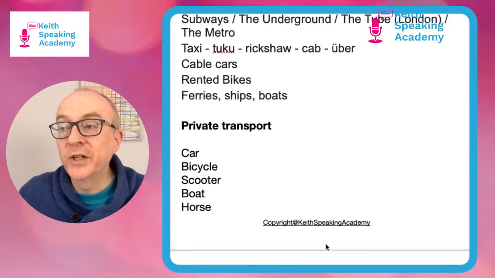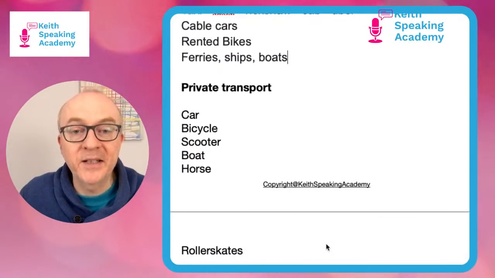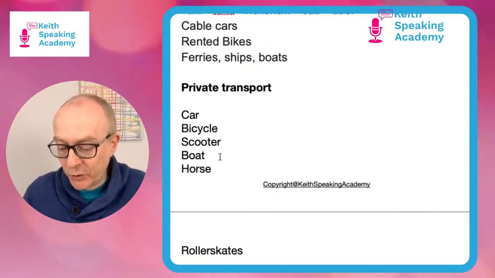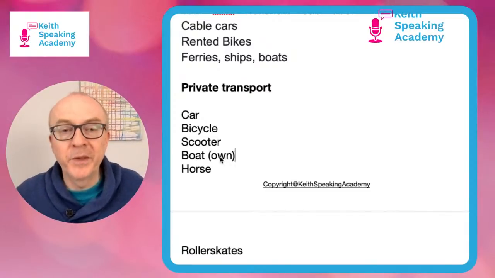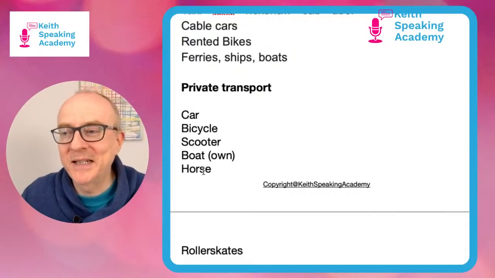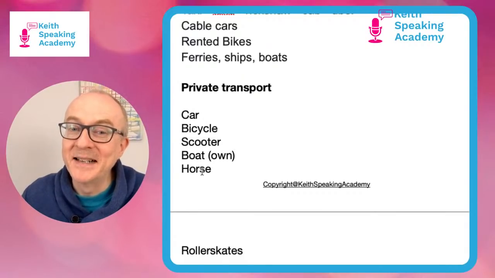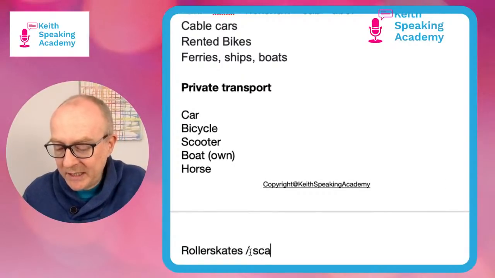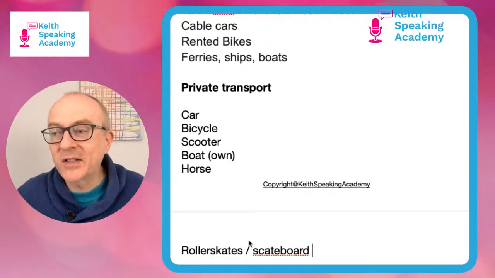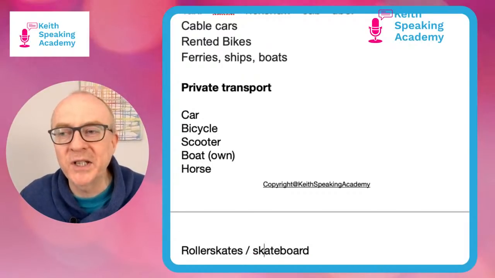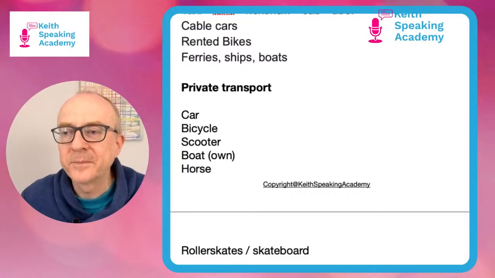Private transport, moving on. We can have car, bicycle, scooter, boat, if you've got your own boat. If it's your own, of course, different from the public boat. Horse, right? Possibly. Roller skates, possibly. I'm not sure about that. Some people said roller skates and skateboard. I guess it's a kind of transport. It's a kind of vehicle, right?